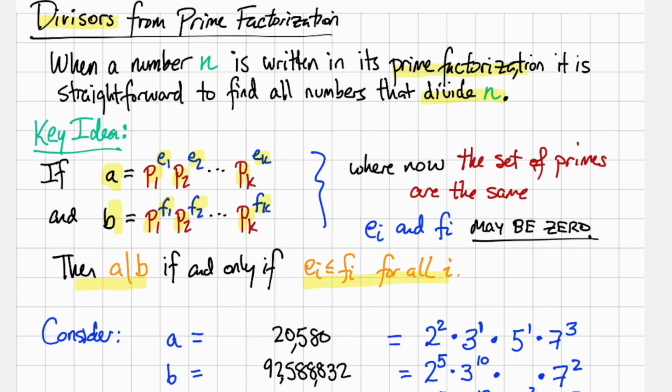Something that's very important to recognize is that in the previous video, we had two different sets of primes. We had a set of primes p1 up to pk and q1 up to ql. But in this example, we're saying that the set of primes is the same, and it's possible for the ei and the fi to be zero. Let's look at an example of this.